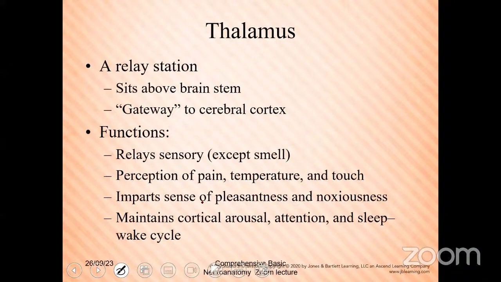It ascends ipsilaterally up to the nucleus gracilis and cuneatus. There it synapses, and the internal arcuate fibers cross to the other side and ascend as the medial lemniscus and reach the thalamus. That ends the second order neuron, and from there it goes to the parietal lobe. So it's a relay station. It sits above the brainstem. It's the gateway to the cerebral cortex. It relays sensory input, except smell, perception of pain, temperature, and touch, imparts a sense of pleasantness and noxiousness to the individual, and maintains cortical arousal, attention, and the sleep-wake cycle. So all the reticular activating system fibers pass through the thalamus.